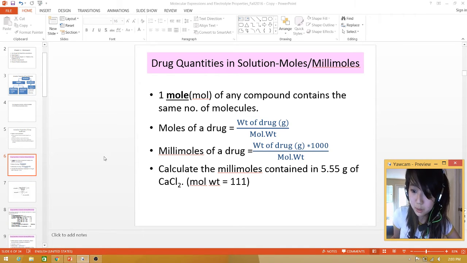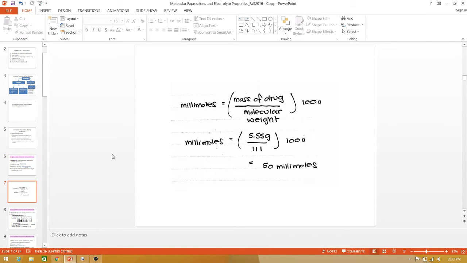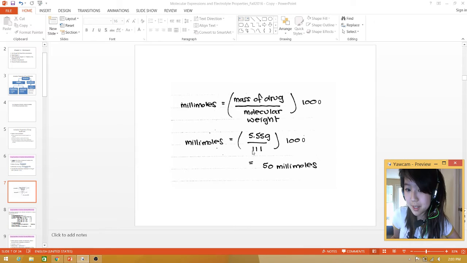One of the questions in our clickers was to calculate the millimoles contained in 5.55 grams of calcium chloride with a molecular weight of 111. I just worked that out for you guys. It's just going to be 5.55 divided by 111 times 1000, which is going to give us 50 millimoles.